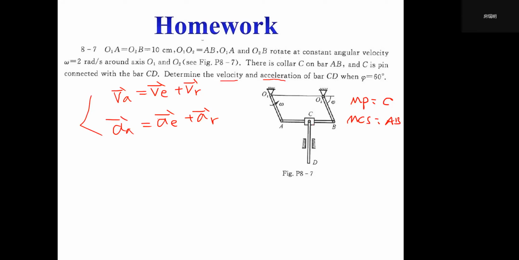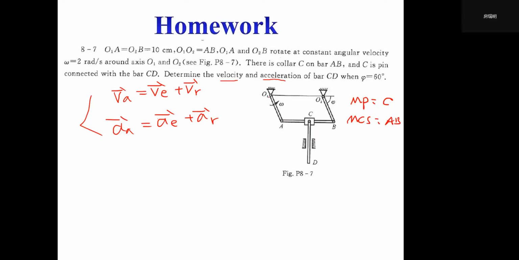Because this is a fixed slot guidance, this point C's absolute velocity and absolute acceleration will always be along the vertical line CD direction. So you can know the absolute velocity and absolute acceleration direction, and its relative movement will always be along the AB direction. Then for the transport velocity and the transport acceleration, you should think about O1A. Because point A is a point on AB.